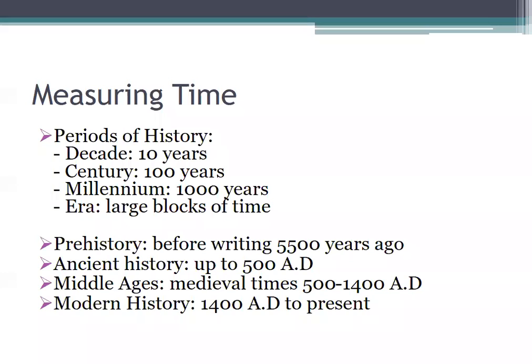Okay? It's more than a millennium. It might be less than a millennium, but it's a time frame with similar characteristics. Do you understand the different definitions, the different years? Okay. When we divide time, we divide it into prehistory, ancient history, Middle Ages, and modern history.